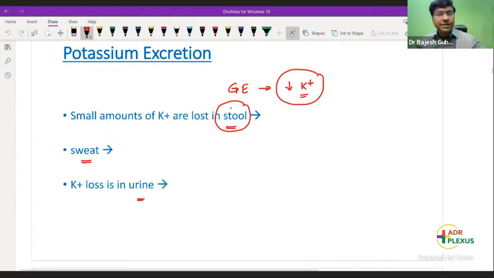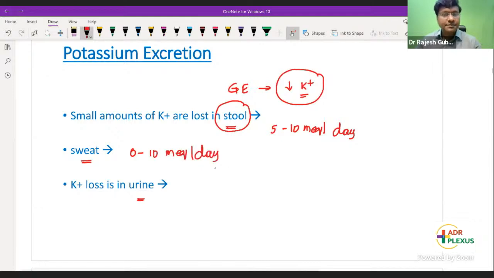Okay. So the potassium loss is through even the stools. And how much is the potassium loss through the stools? That is around 5 to 10 milliequivalents per day. How many milliequivalents will be there in a 70 kg person? Almost like 3,500 milliequivalents will be there. And within the sweat, the potassium loss will be 0 to 10 milliequivalents per day.